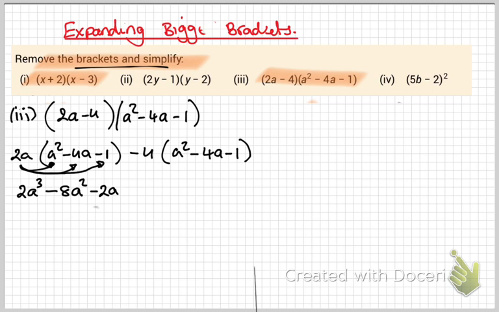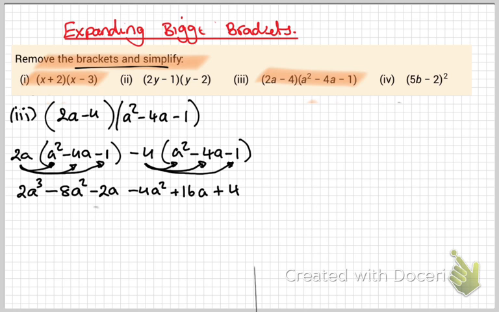Then I do the second bracket. So it's minus 4 times a squared is minus 4a squared. Then it's minus 4 times minus 4a. So it's plus 16a. And then I have minus 4 times minus 1. So that's plus 4. Okay. All the brackets are removed. Now let's see what can add together.